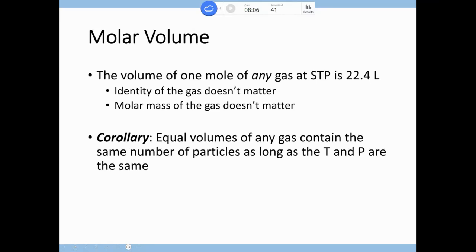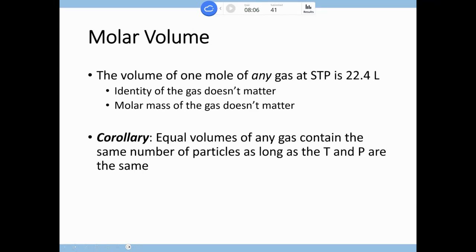Now this might come up, I actually don't think it will, but there is a corollary. If you have equal volumes of any gas, those would contain the same number of particles as long as temperature and pressure are the same. If that does come up, we will call it out.